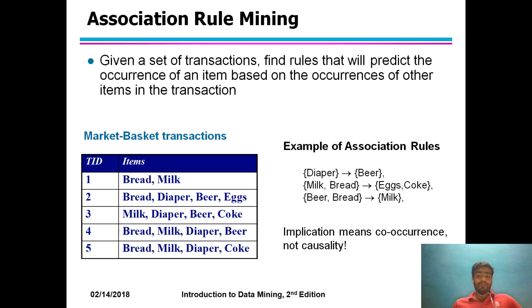Here, implication means co-occurrence, it is not causality. Co-occurrence means there are chances. So, based on this, whenever the grocery store keeps a product like bread for sale, it needs to take care that milk is also present in the store so that customers can buy it.